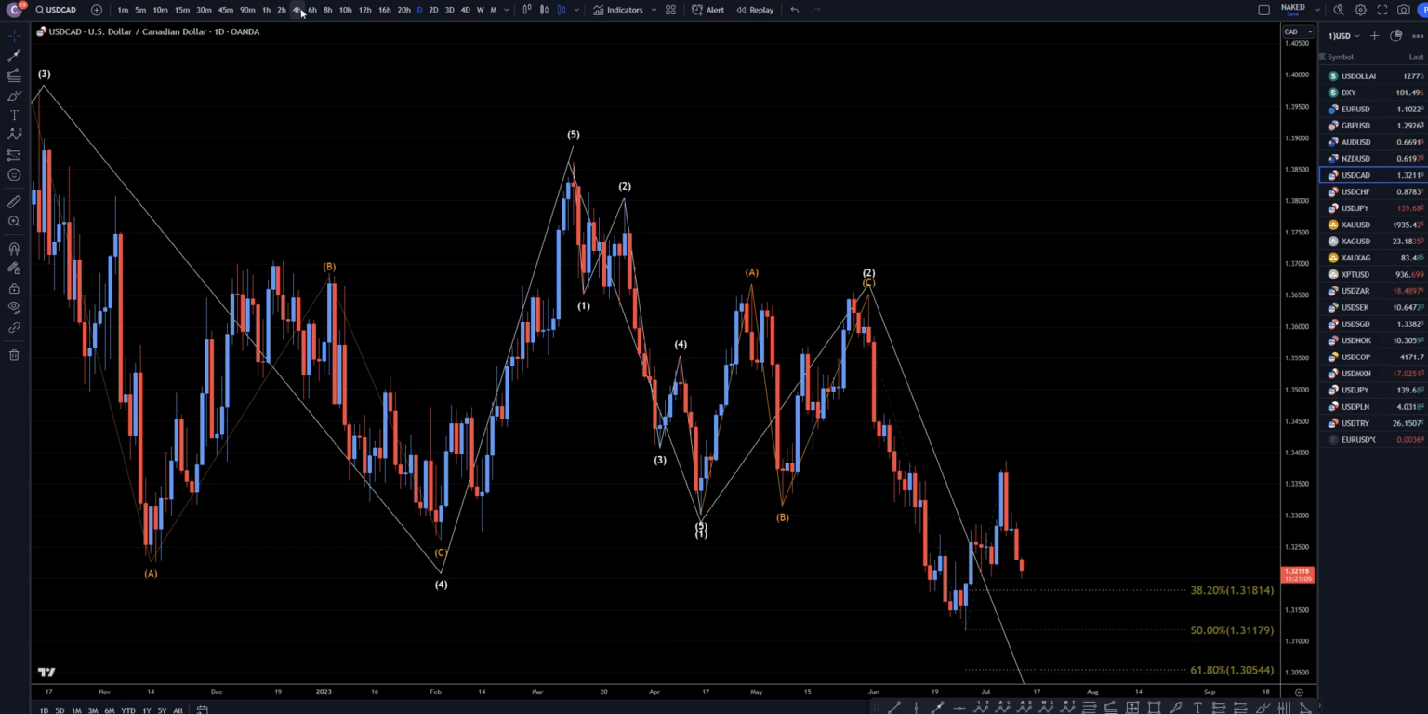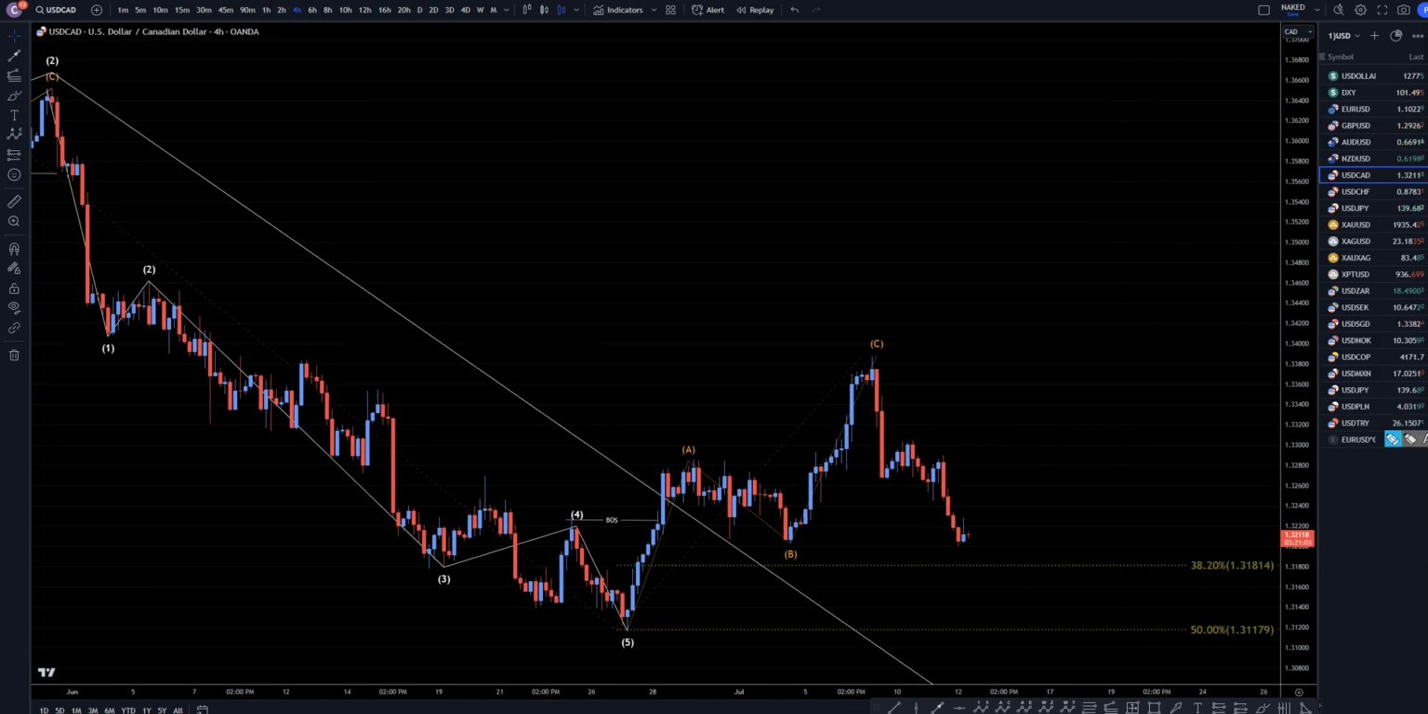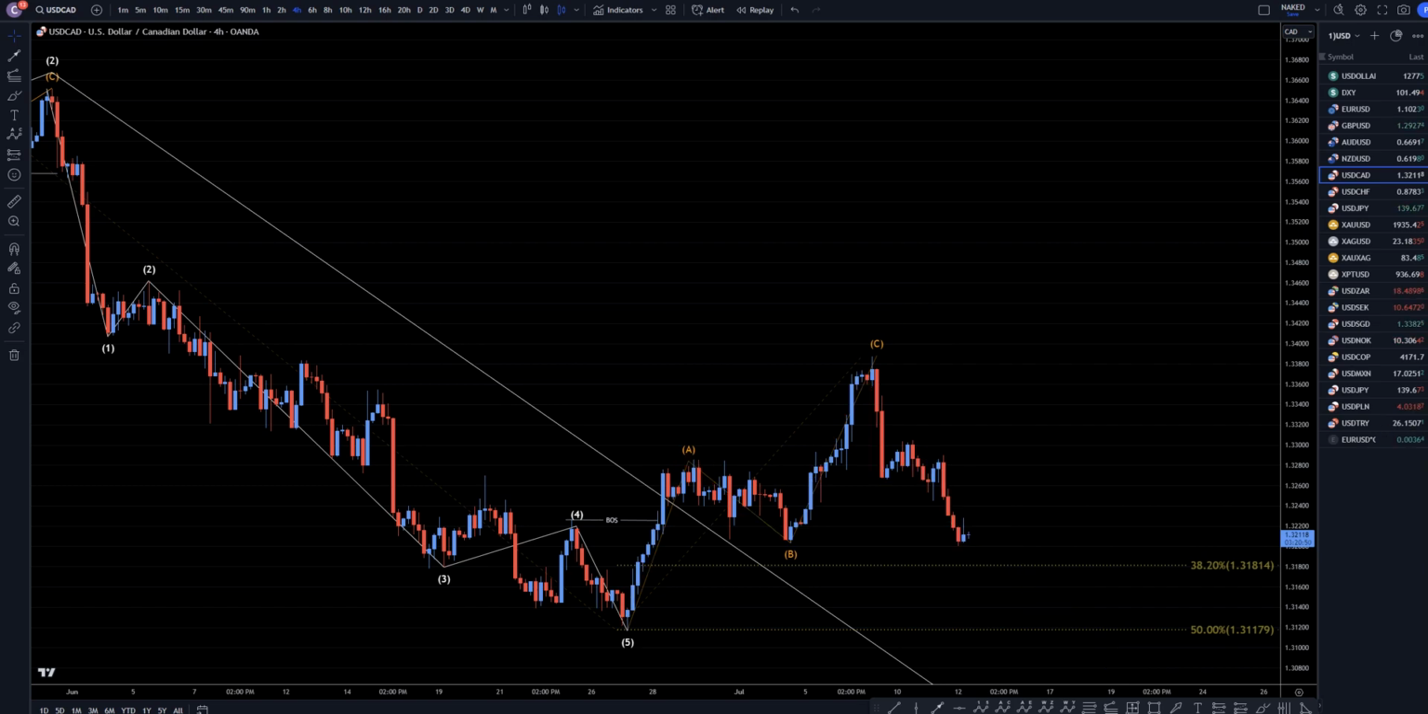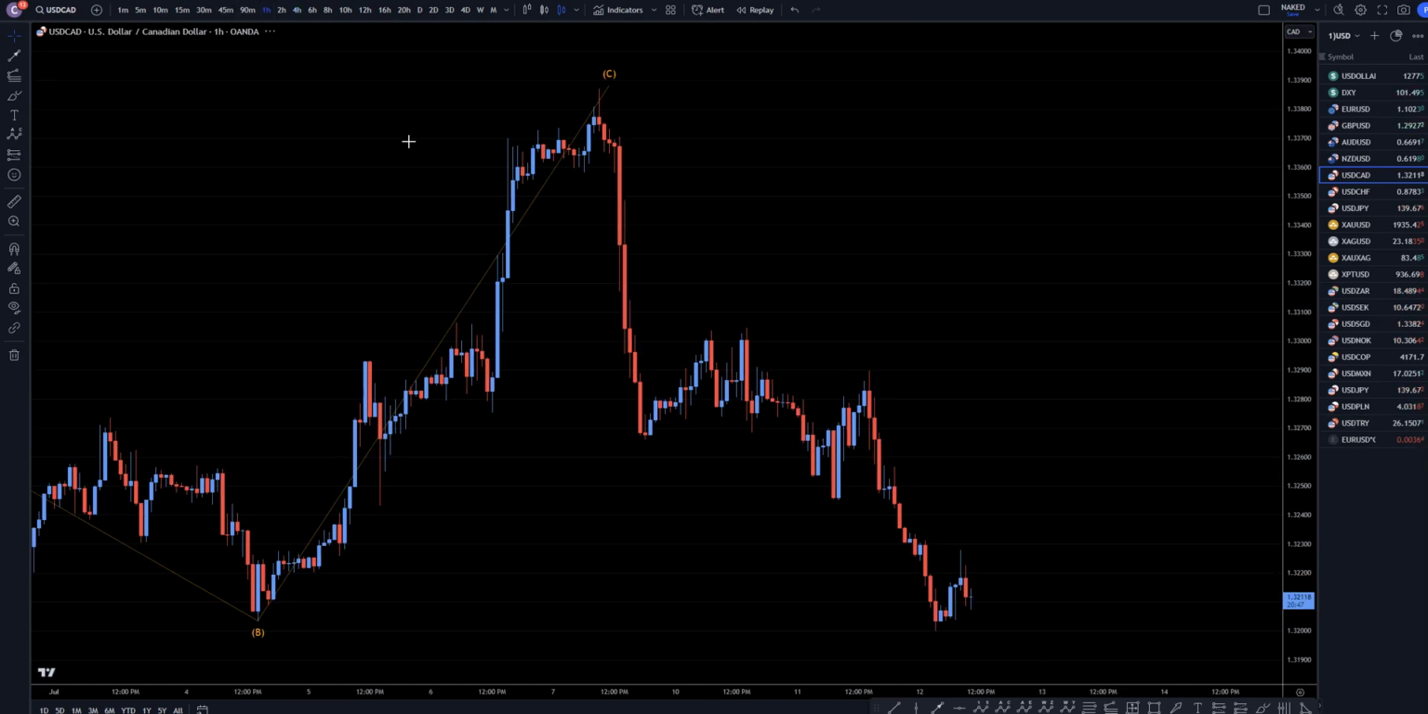So let's head down to the 4-hour time frame. On the 4-hour time frame, I think it's very clearly an ABC correction. I think that we very clearly have the end of a correction and that this is just going to keep on trending down, making those lower lows, lower highs, and just keep on trending. So taking it down even further to the 1-hour time frame.